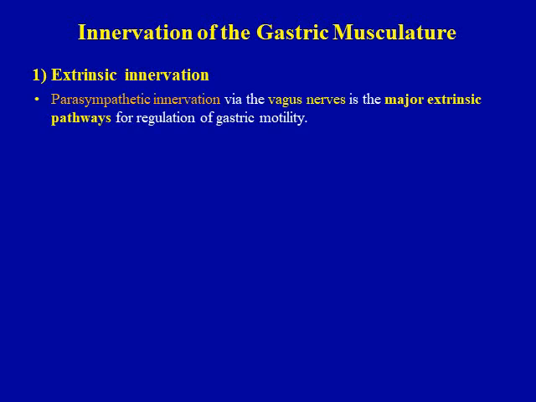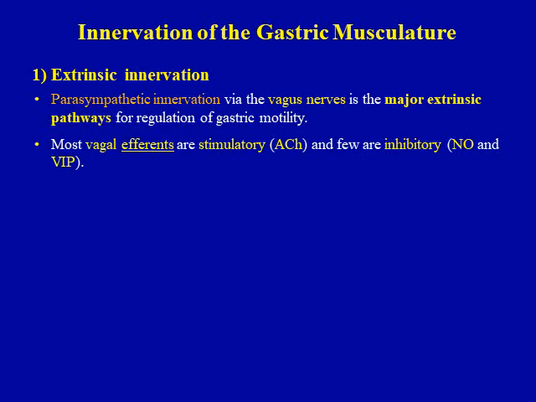The gastric musculature is under both extrinsic and intrinsic innervation. Extrinsic innervation is mainly via the parasympathetic fibers present in the vagus nerve and is the major extrinsic pathway for the regulation of gastric motility. Most vagal efferents are cholinergic. They are stimulatory because they release acetylcholine, causing the contraction of smooth muscles. Few parasympathetic fibers or vagal efferents are inhibitory because they release NO and VIP.